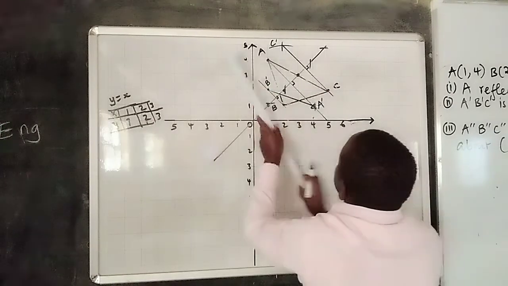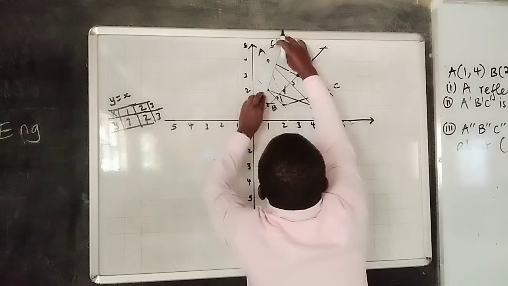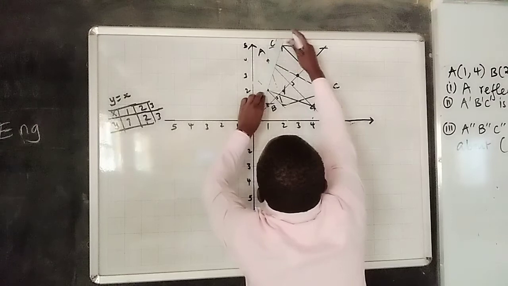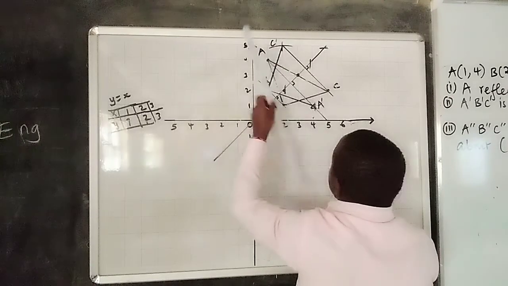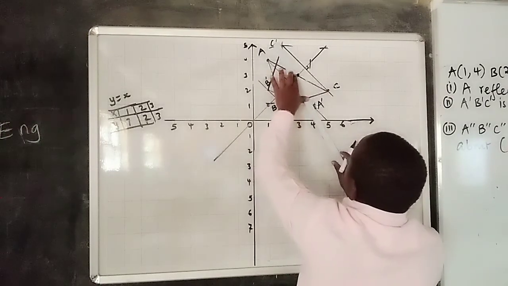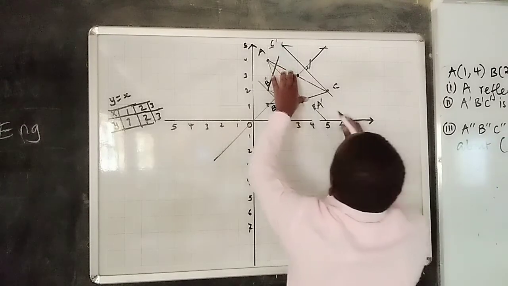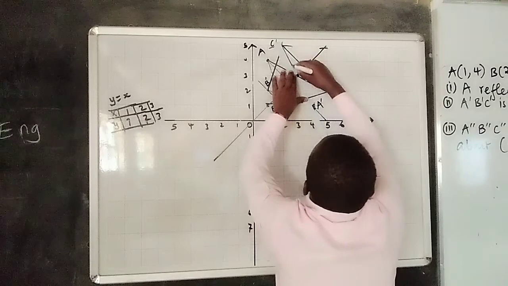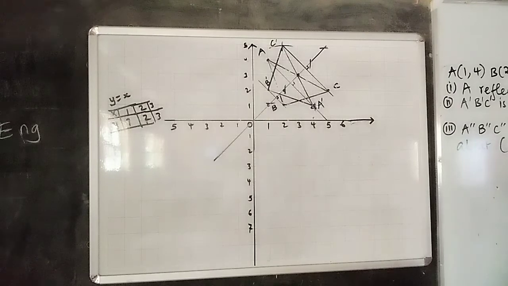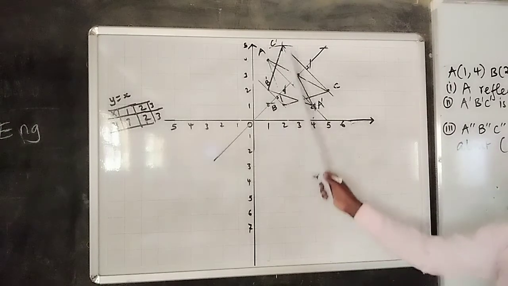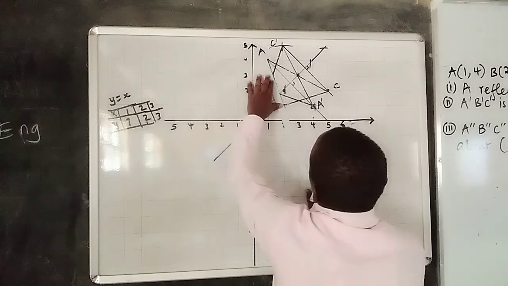Then from B prime to C prime, now we can complete the triangle. So I can see in this case the image and the object are overlapping, which is okay. Therefore we have A prime, B prime, C prime. They have overlapped with the object, which is okay, no problem.